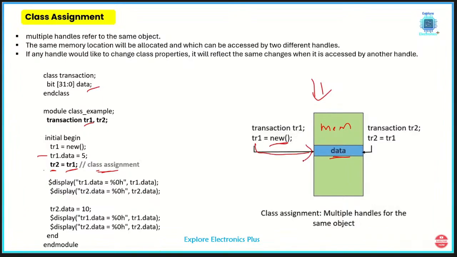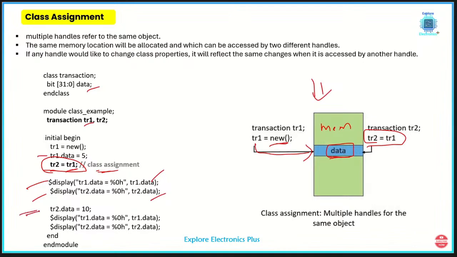When we do tr2 is equal to tr1, what happens? This tr2 will get the same location of tr1, and all the values present in data, equal to 5, can be accessed with tr2 as well. Suppose we display like this, tr1.data is printed as 5. tr2.data also will be allocated with value 5.